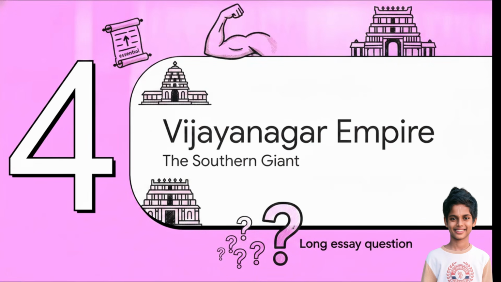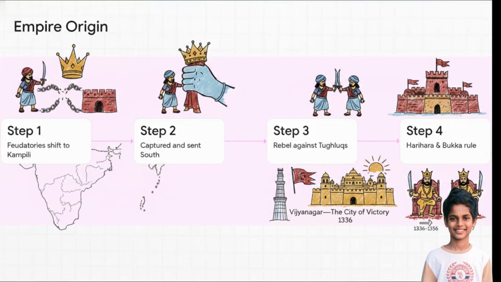All right, shake it out, take a deep breath, because we are moving into Section 4, the Great Vijayanagara Empire, the Southern Giant. I'm telling you right now, this is long essay question territory, so stay with me. Let's trace how this massive empire even started.